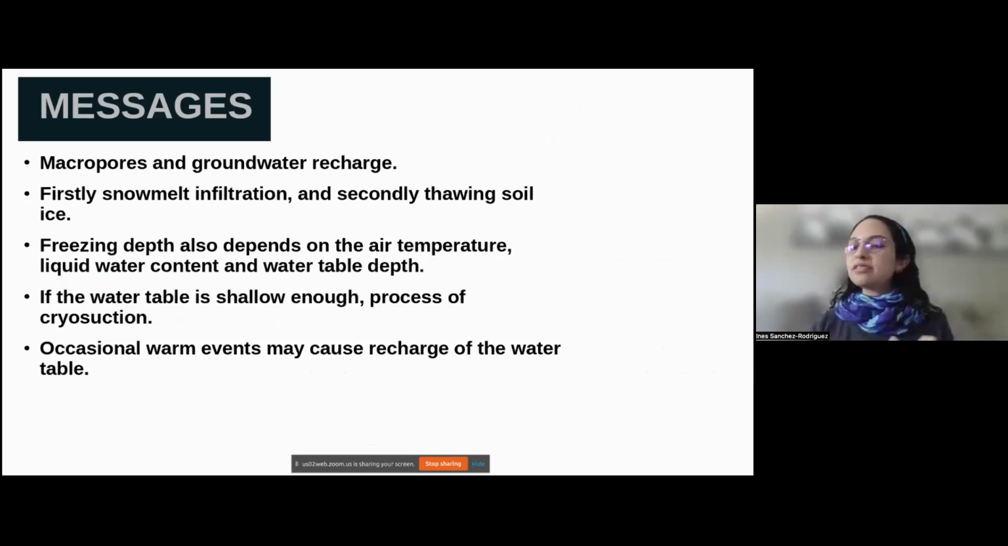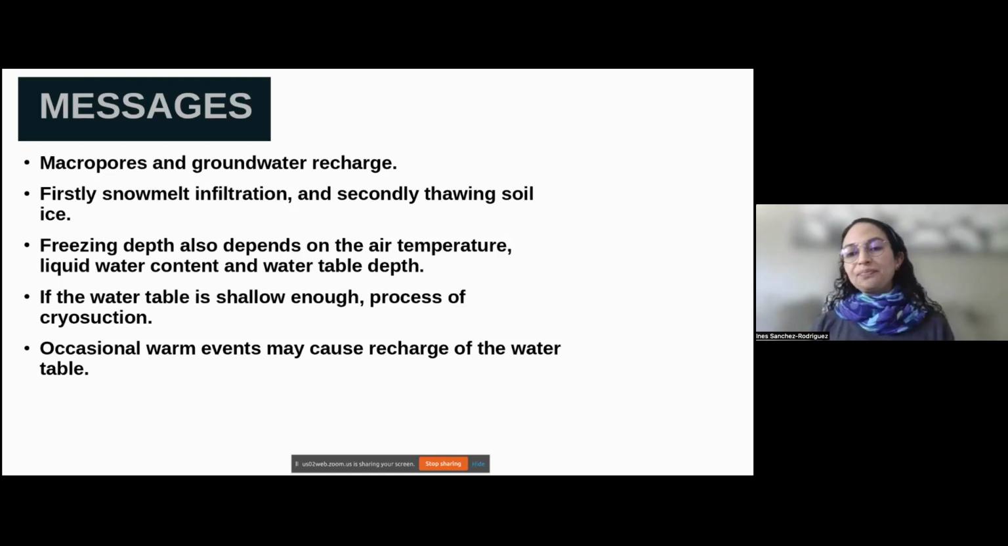Thirdly, not only the snowpack is important. To take into account how deep the frozen conditions in the soil are, it might be important to look at the air temperature, the liquid water content, and the groundwater table depth. We find that if the water table is shallow enough, then by cryosuction, water can migrate towards the frozen zone.